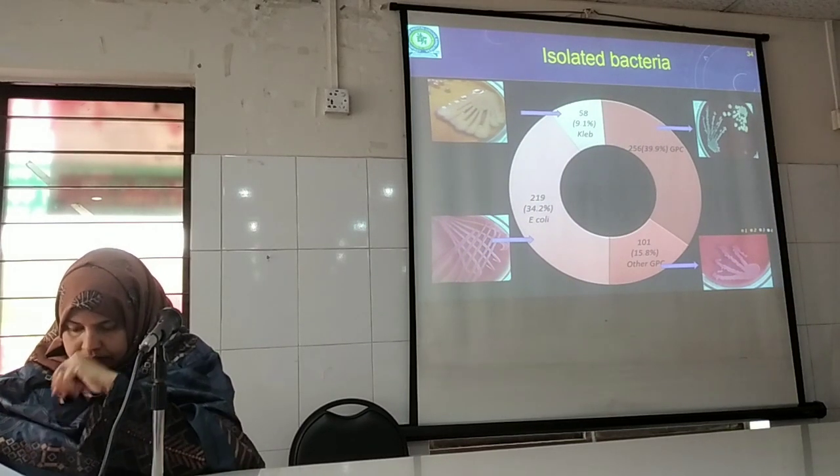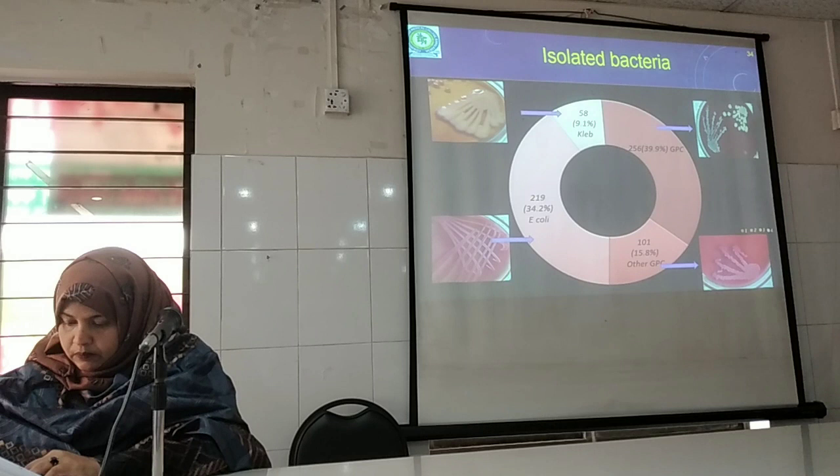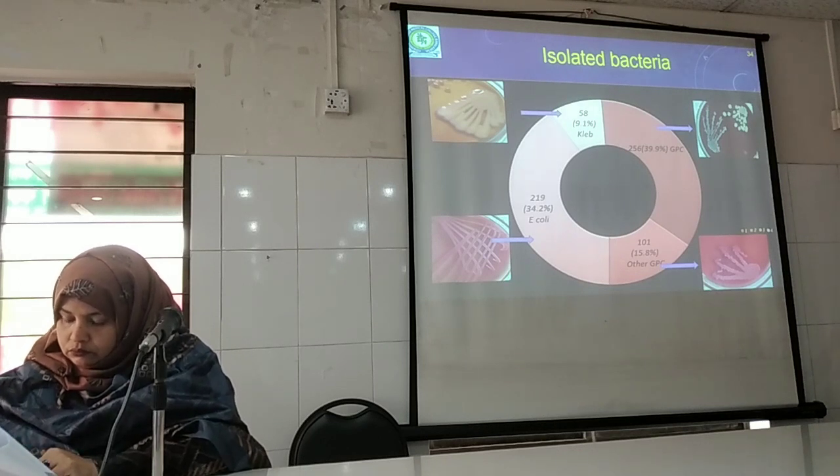Isolated bacteria. The left side shows the gram negative bacteria, that is 44.3%, and the right side shows gram positive bacteria, that is 55%.